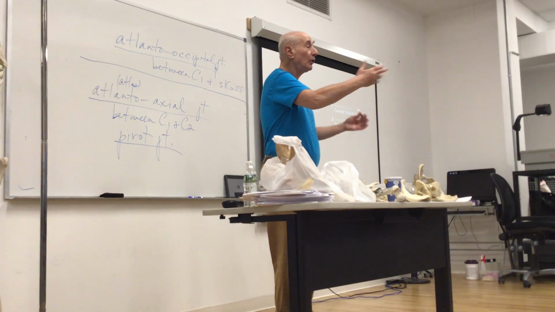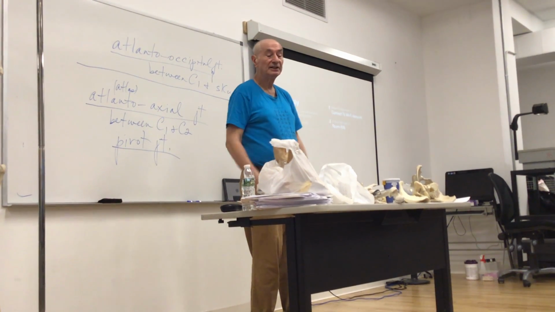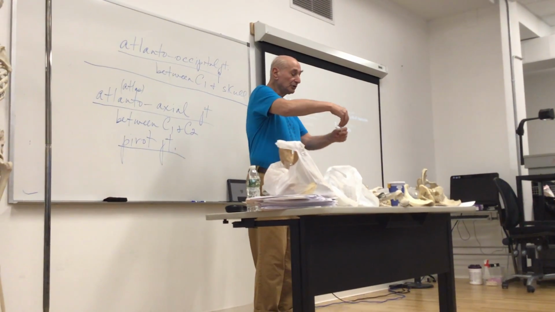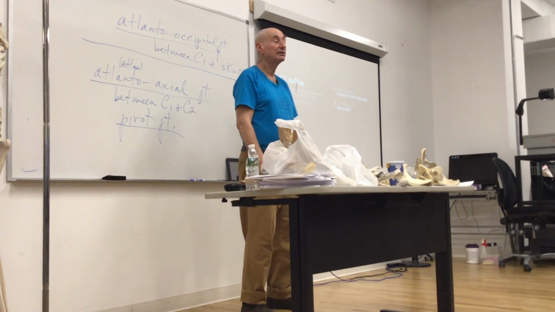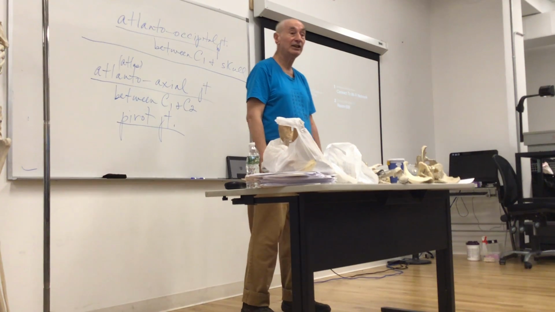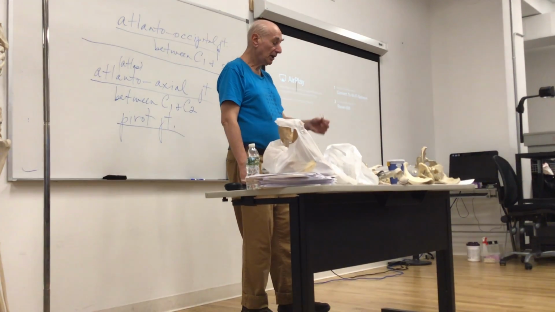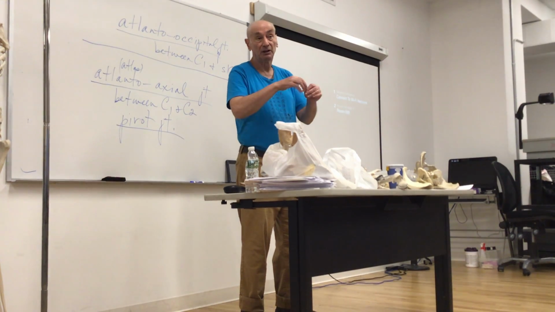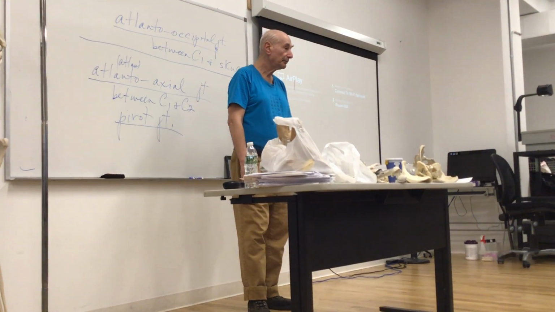It's attached to the temporal by ligaments. There are long ligaments, which we're not going to ask, that attach it to the temporal, but it does not articulate with any other bone. Hyoid does not articulate with any other bone. Lots of muscle attachment, but does not articulate with any other bone.